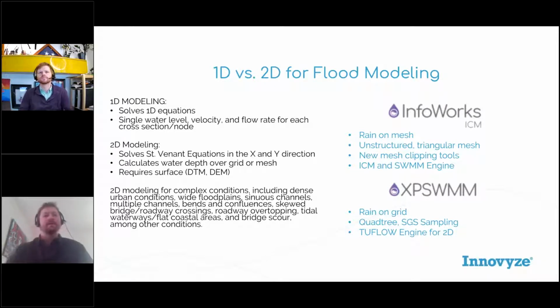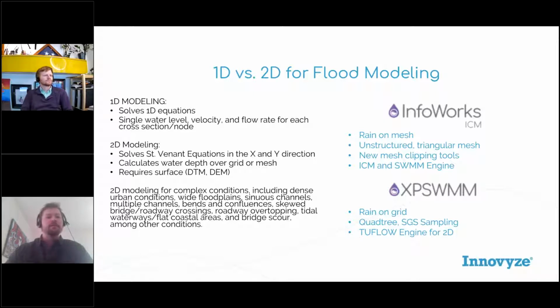And as I mentioned in that last bullet point, you're looking at a single water level, velocity, and flow rate for each cross section. So that's where from the 2D perspective, it can be a lot more beneficial for a complex flooding situation or a complex urban analysis, like I mentioned there in the last bullet point.